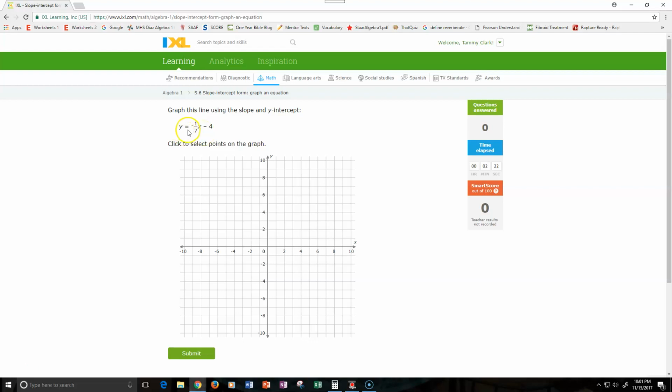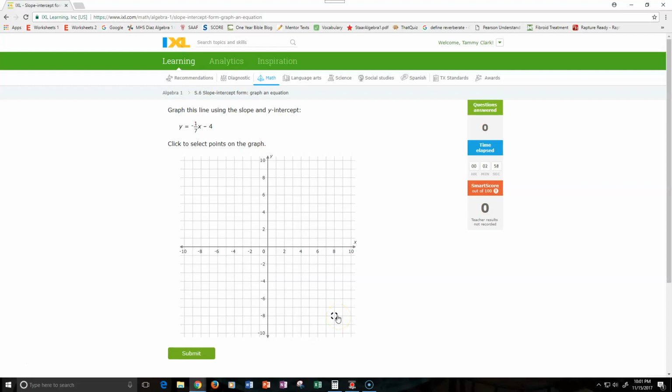So this equation is y is equal to negative 1/7 x minus 4. So the first thing I want you to determine is look at the slope and decide whether or not it's going to be a line that rises from left to right, like an airplane taking off, or a line that falls from left to right, like an airplane landing. Well, because this negative is in front of the 1/7, we can determine that this is going to be a negative slope, so our line should be going down when we get through.